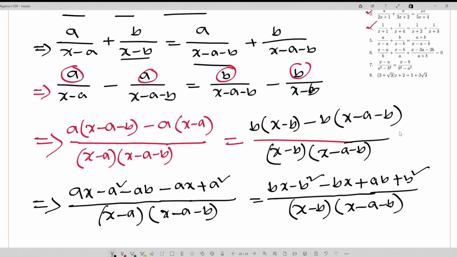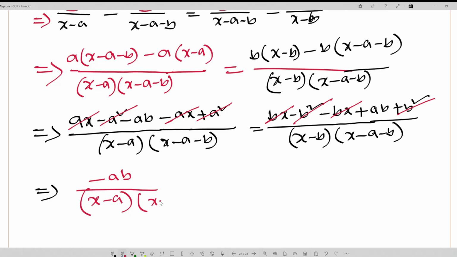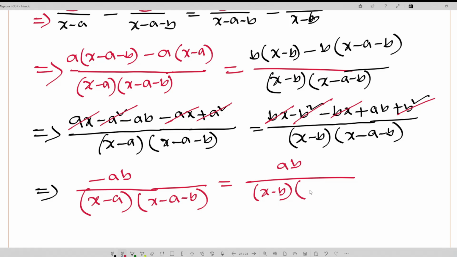Okay, now we have to cancel some terms. Here plus ax minus ax cancels out, minus a square plus a square cancels out, plus bx minus bx cancels out, minus b square plus b square cancels out. So here minus ab divided by x minus a and x minus a minus b, okay, equals to here is ab divided by x minus b and x minus a minus b.